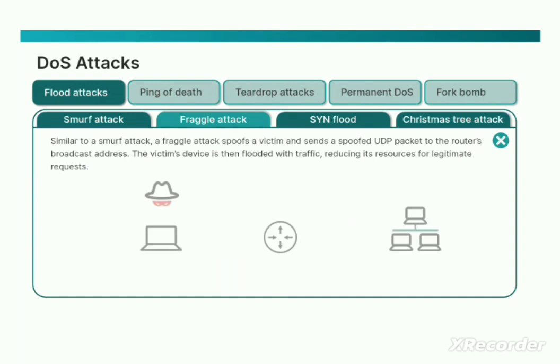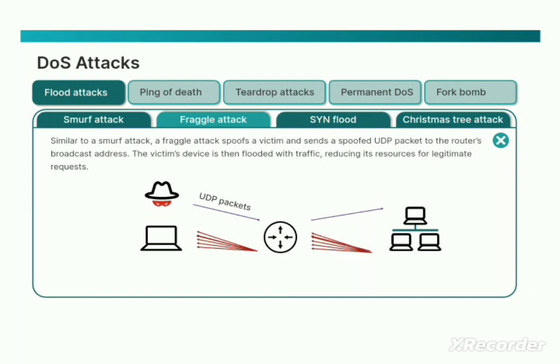Similar to a Smurf attack, a Fraggle attack spoofs a victim and sends a spoofed UDP packet to the router's broadcast address. The victim's device is then flooded with traffic, reducing its resources for legitimate requests.